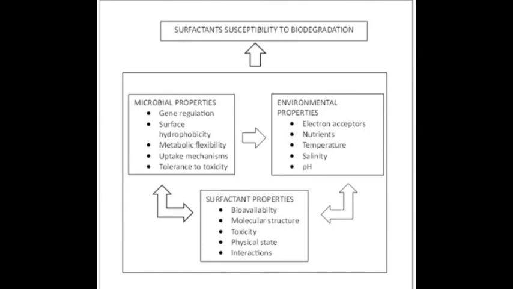Now we will discuss the utilization of microorganisms in biodegradation of synthetic detergents. As shown in the pictures, the surfactant susceptibility to biodegradation is affected by several properties such as microbial properties, environmental properties, and surfactant properties. In microbial properties, there is gene regulation. In environmental properties, there are electron acceptors such as oxygen, and also nutrients, temperature, salinity, and pH. And in surfactant properties, there are toxicity and the physical states of the surfactants.